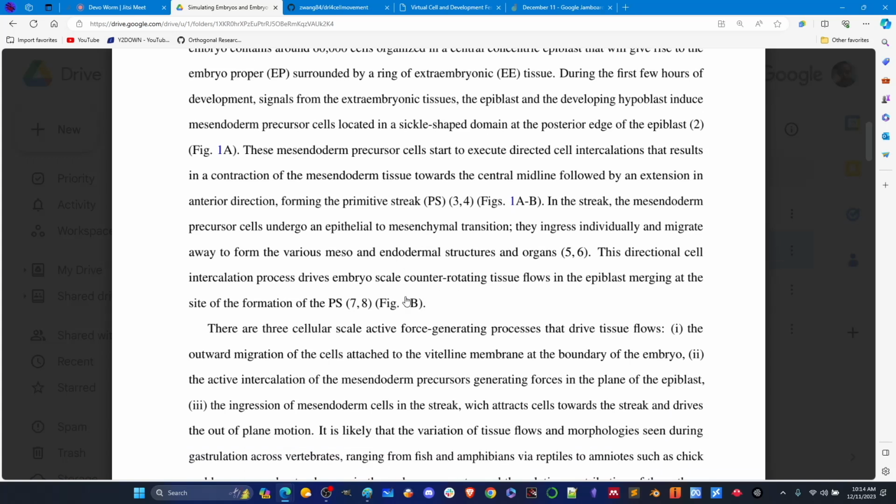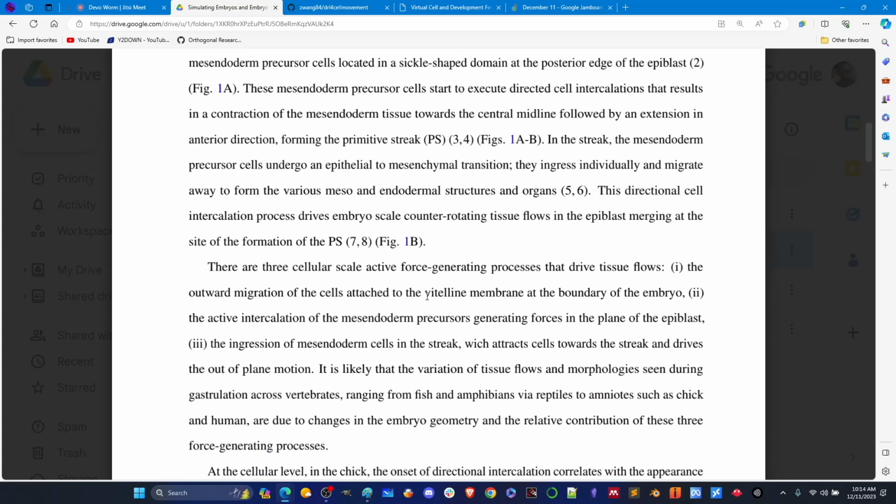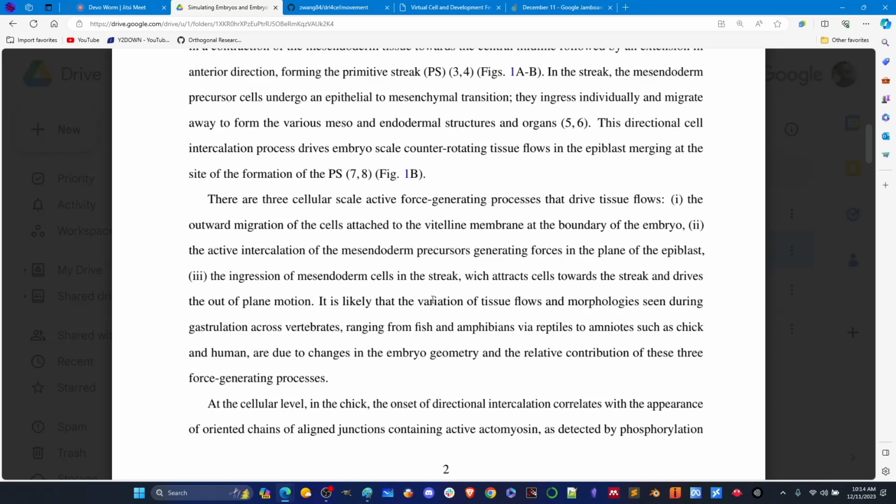And so there are all these processes going on. But the important thing to remember is that we have these force-generating processes that drive tissue flows. And so there are three that they define. The first is the outward migration of the cells. Two is the active intercalation of the mesendoderm precursors generating forces. And then three is the ingression of mesendoderm cells in the streak, which attracts cells towards the streak and drives out of plane motion. So basically all these different flows are driving this process.